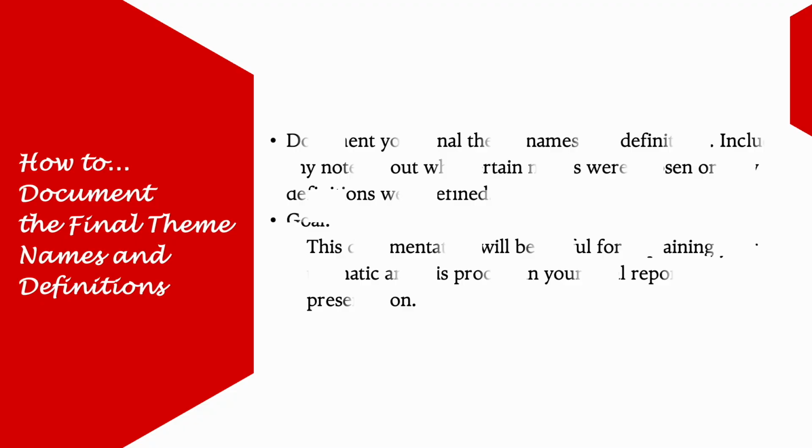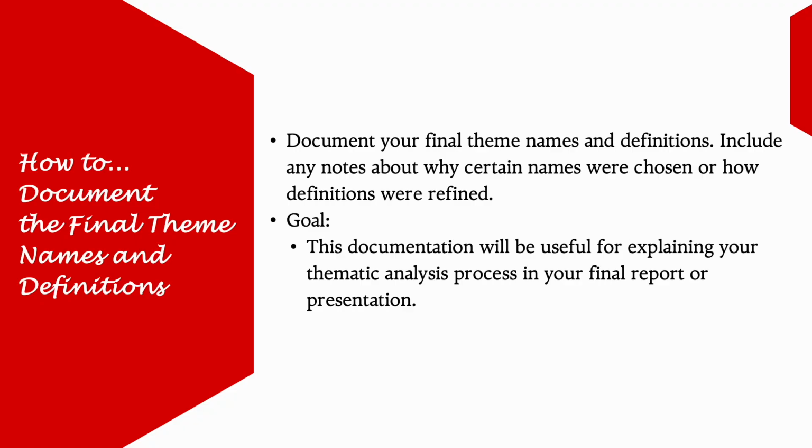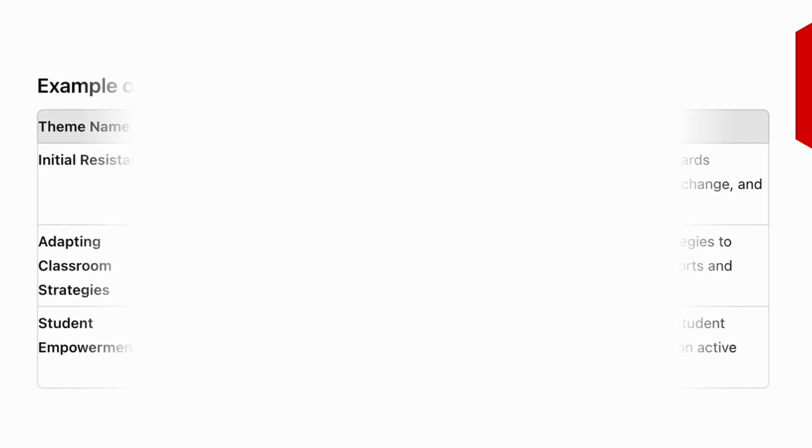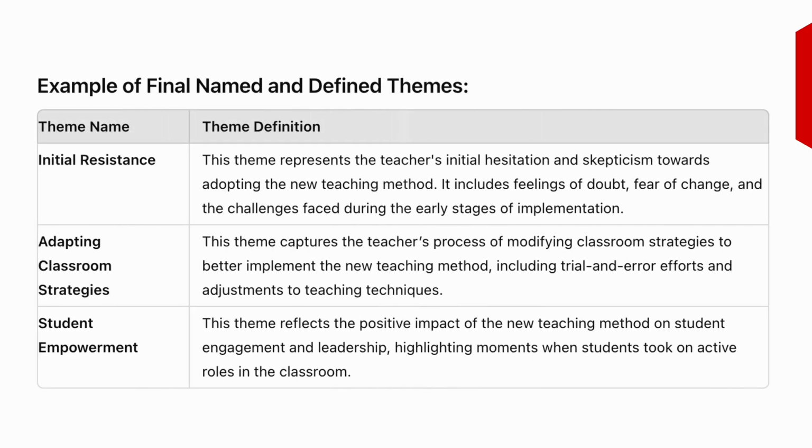Now let's look at how to document the final theme names and definitions. Document your final theme names and definitions. Include any notes about why certain names were chosen or how definitions were refined. So this documentation will be useful for explaining your thematic analysis process in your final report or presentation. Here is an example of final named and defined themes after completing the refinement process in step 5.